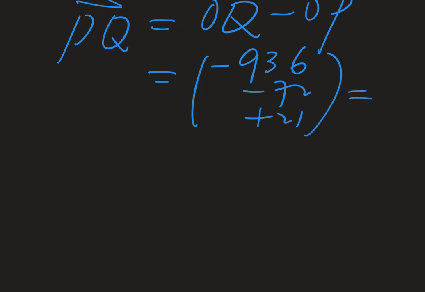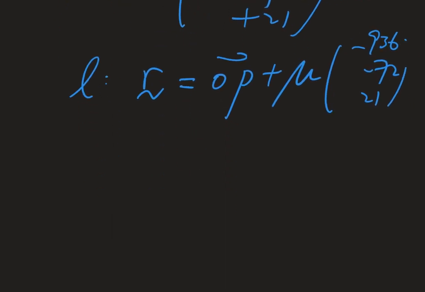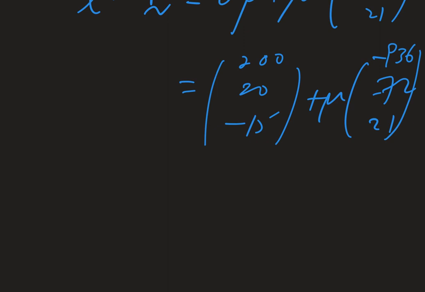the direction vector. So the line equation will be equal to a point OP plus mu or lambda, anything, times the direction vector. Correct? It should give you something like that. We use mu, where mu can be any real number. So this is the equation that we have.